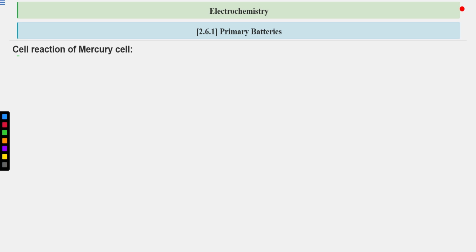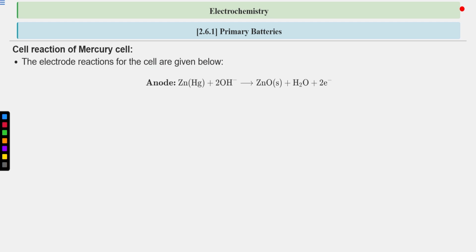Now let's see the cell reaction of the mercury cell, how the reaction happens. The electrode reactions for the cell are given below. At the anode, we have zinc amalgam, Zn(Hg), which reacts with two hydroxyl ions and converts to zinc oxide, producing a water molecule and giving 2 electrons.